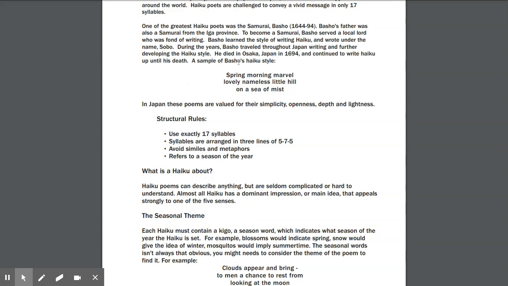A sample of Basho's haiku style. Spring morning marvel, lovely nameless little hill on a sea of mist. So here I want you to pause your video and see if that meets our requirements for 5 syllables in the first line, 7 syllables in the second, and 5 in the third. So pause your video. Is it 575?